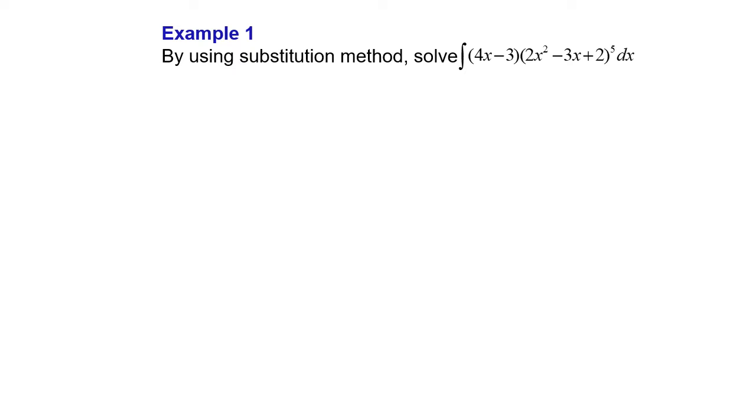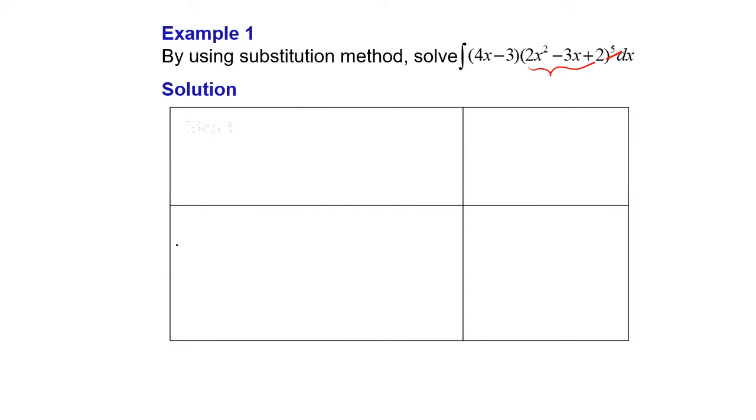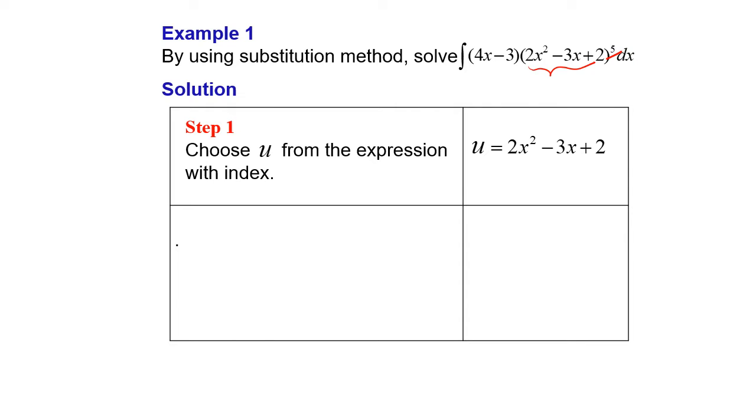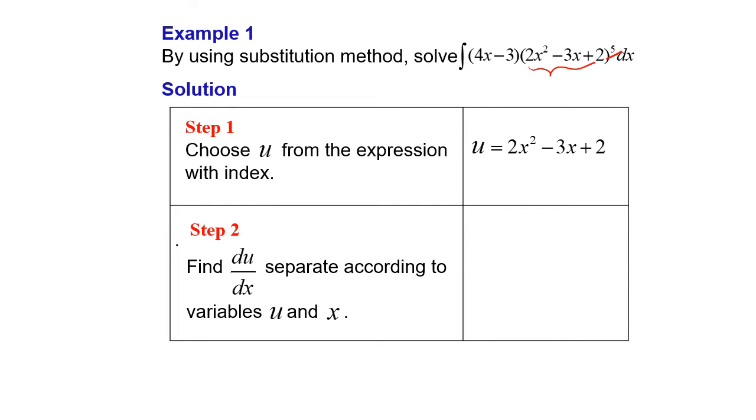So if we follow what we saw earlier, we choose the u. For this one, we have an index, so we choose the u inside the bracket with the index. So our u is equal to 2x squared minus 3x plus 2. And then step 2, find the derivative. So differentiate u with respect to x, and we get du/dx equal to 4x minus 3.